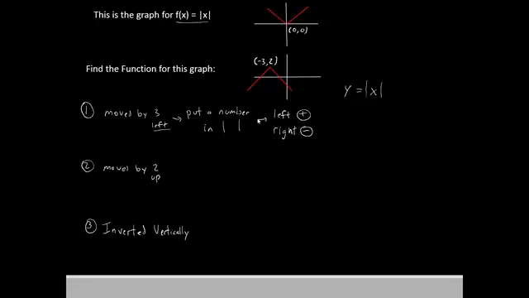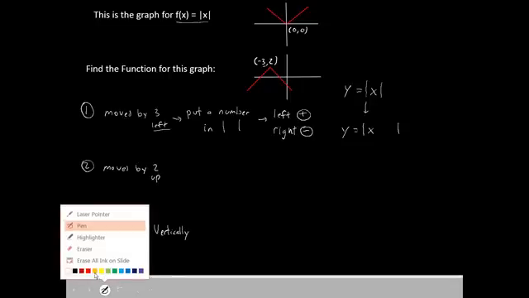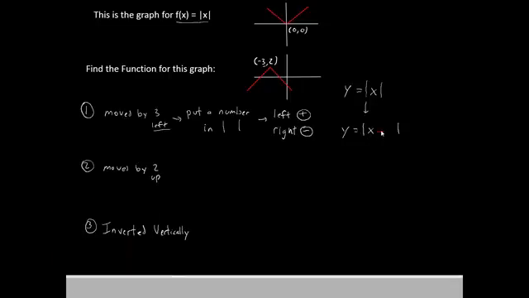Well, we're trying to move to the left, so our number should be positive, and the number it should be is 3 because we moved it over by 3 spots. So our function is now y equals absolute value of x, and we're going to add +3 inside the pipes. Write it in red.